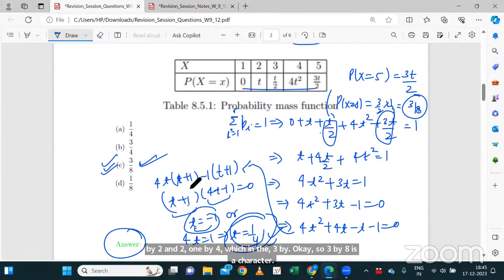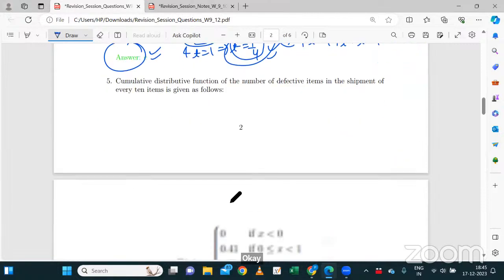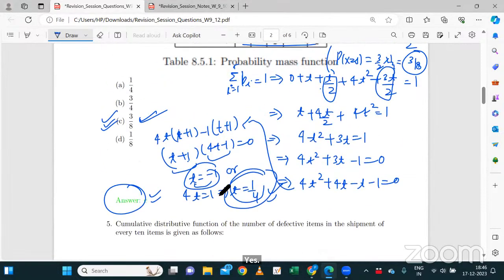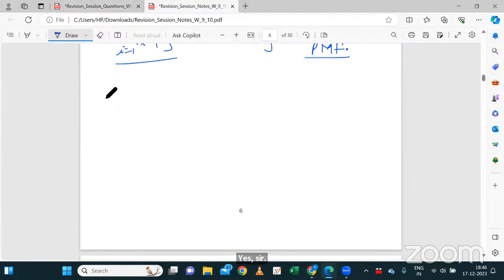Is this clear? Okay. So next, let me ask you, what do you understand with the CDF part? The next question is related to CDF.